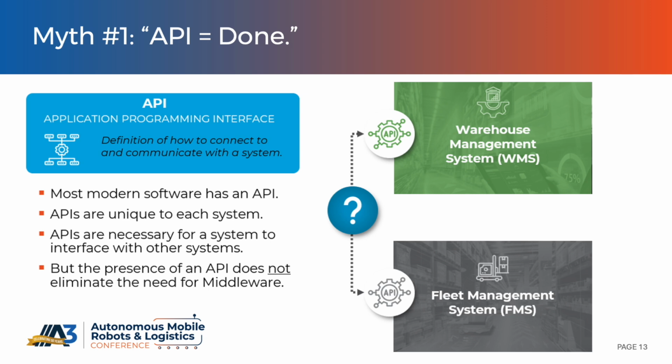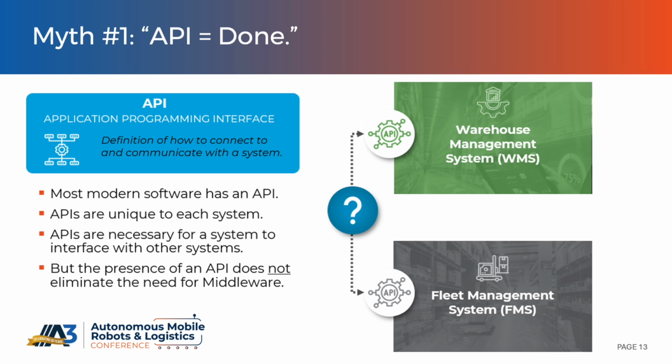And they're going to say something like, well, we have an API. And in fact, because we have an API, we can talk to anything. You're like, okay, cool. So then you go to your WMS provider and you say, can you talk to this fleet management system? And their answer is going to be exactly the same. Yeah, we can do it. We've got an API. We can talk to anything.